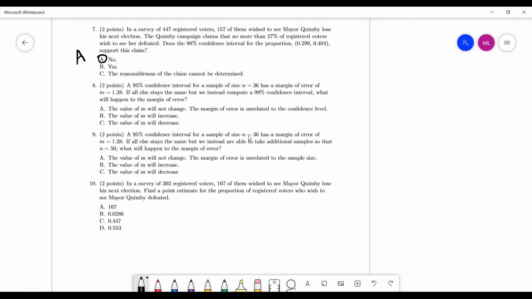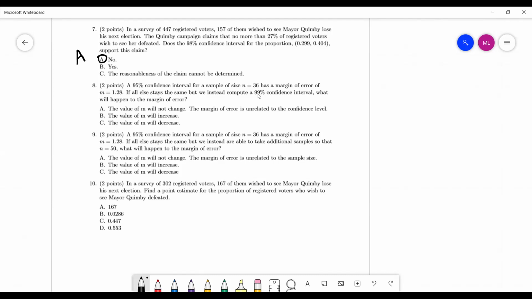Problem number 8. A 95% confidence interval for a sample size n equals 36 has a margin of error of m equals 1.28. If all else stays the same, but we instead compute a 99% confidence interval, what will happen to the margin of error? So I mentioned this in the video when we were introducing confidence intervals, where you can almost think of them as kind of essentially a target. And if we want to go from being 95% sure we can hit the target up to 99% sure that we can hit the target without changing anything else, what should we do to the target?